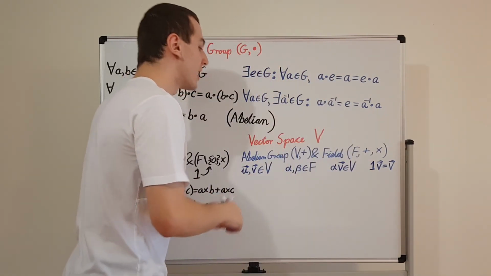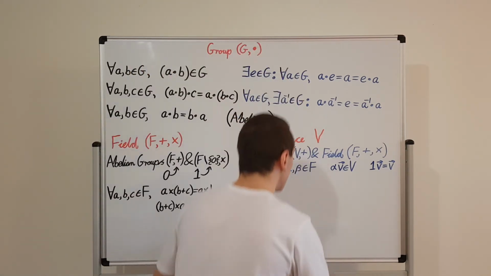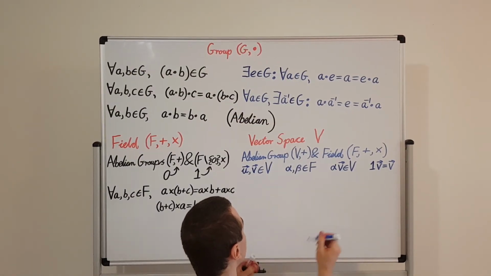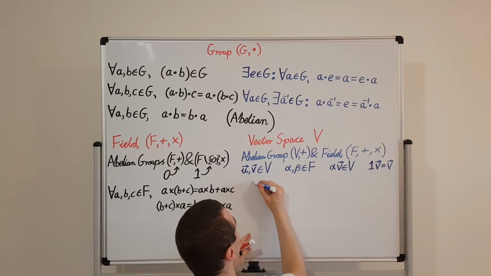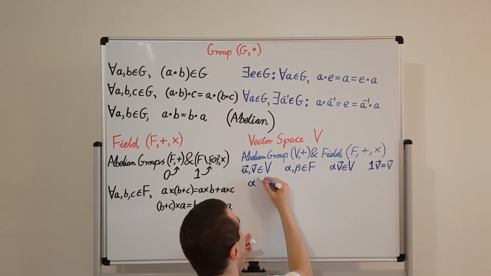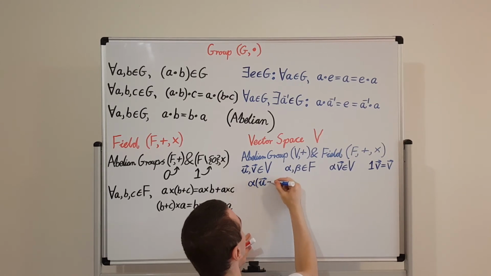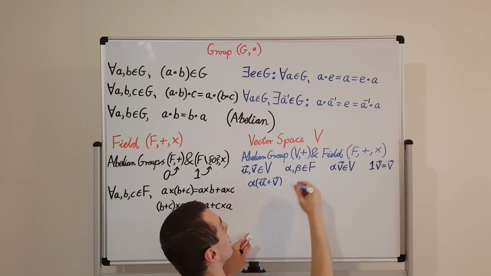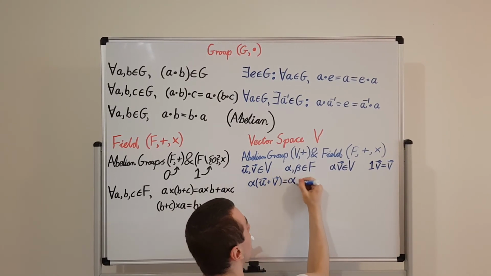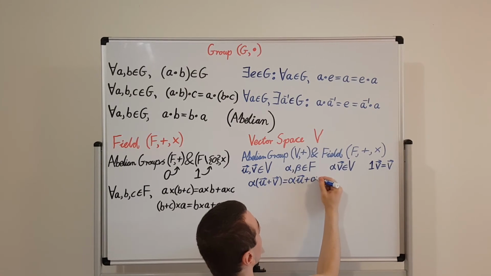Now let me talk about the distributive properties. There are also some distributive properties that we need. If we take some scalar alpha and we are scaling a sum of vectors, let's call these vectors u and v, we can actually distribute this scalar to each of the vectors. That's going to give alpha times the vector u plus alpha times the vector v.